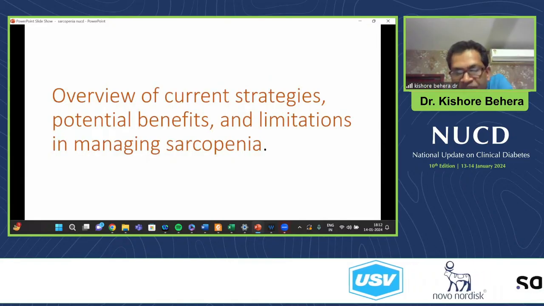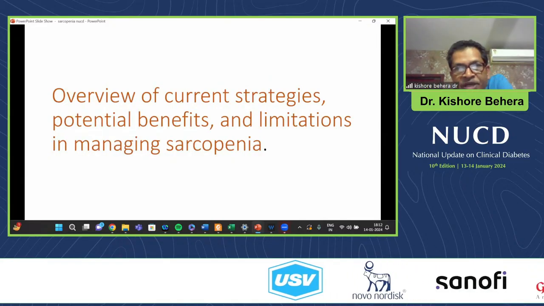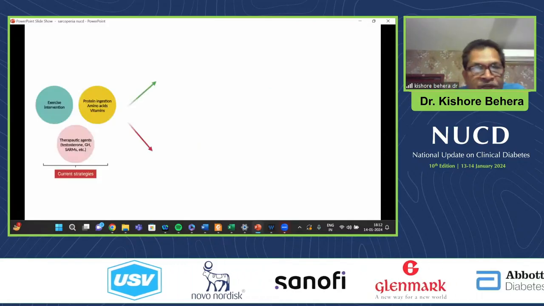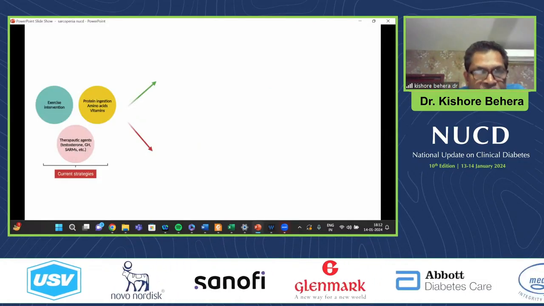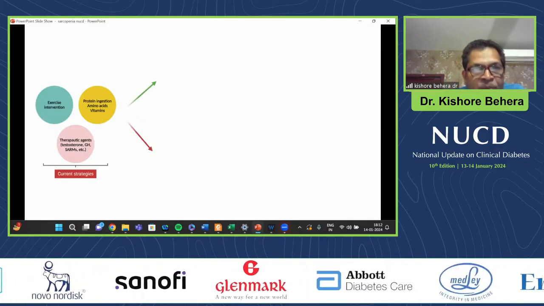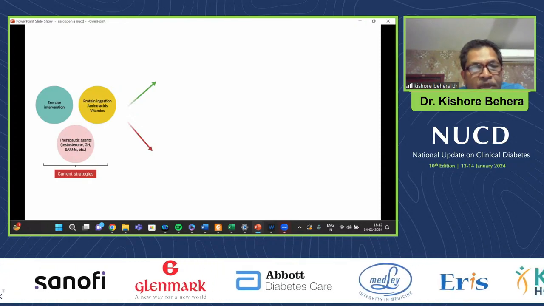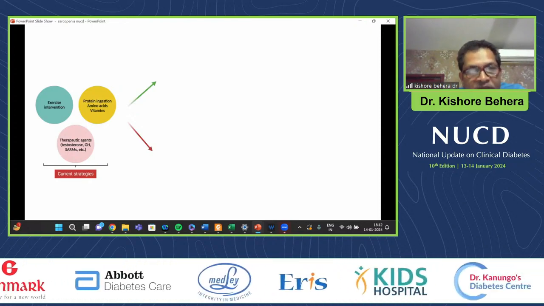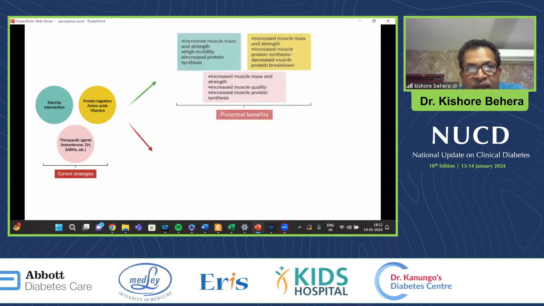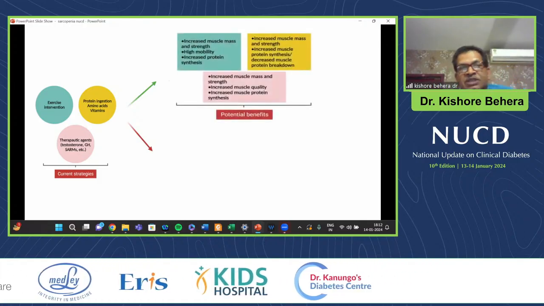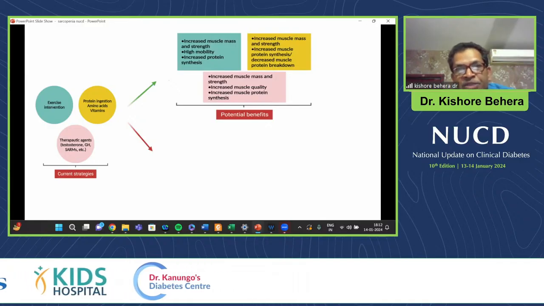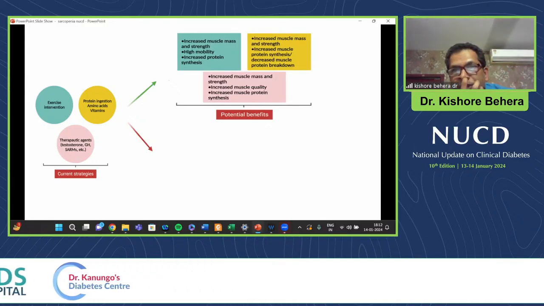So the overview of current strategies, potential benefits, and limitations in managing sarcopenia: exercise intervention, protein ingestion like amino acids and vitamin D, and therapeutic agents. If there is a deficiency, like testosterone in males, probably there is some effect. And then the potential benefit is increased muscle mass and strength, higher mobility, and increased protein synthesis.